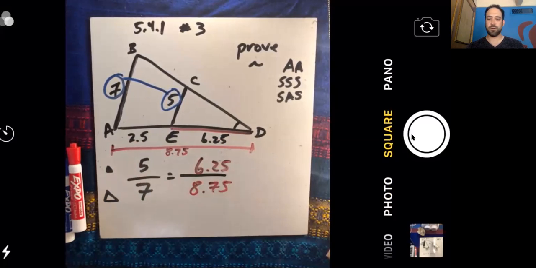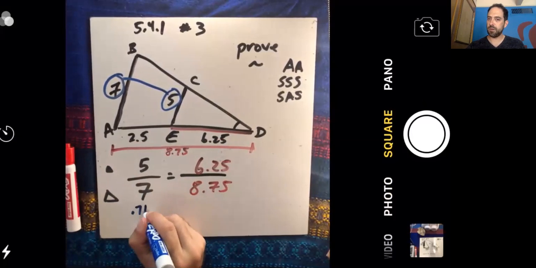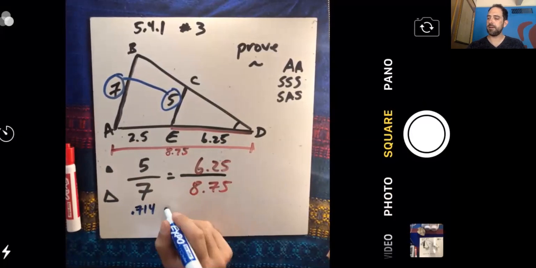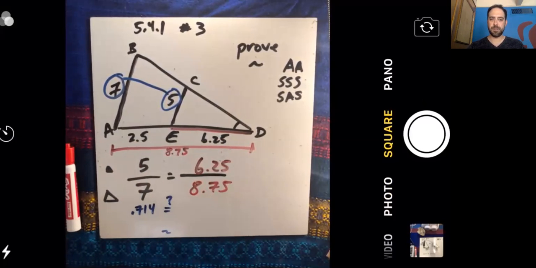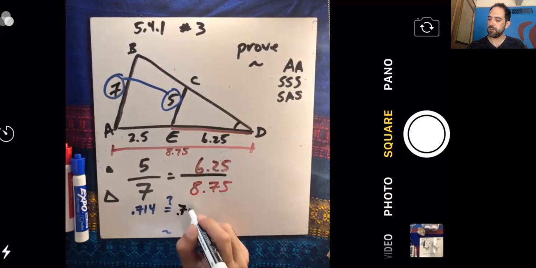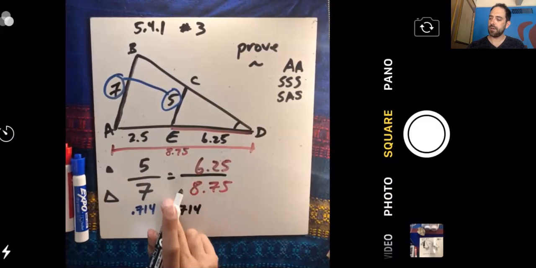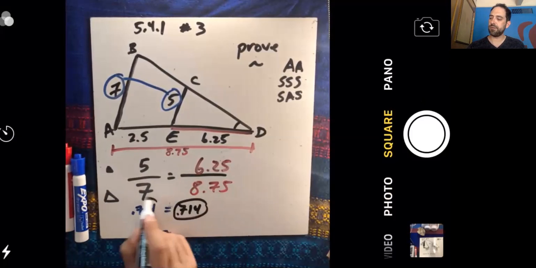All right, so look, 5 divided by 7. This is going to give us 0.714. Let's leave it like that. Let's see if that's equal to, and if it is equal to, then we know it's similar, okay? So let's see, 6.25 divided by 8.75. Oh, look what we got. 0.714. All right. We know that these two proportions are equal to each other, so the triangles are similar.